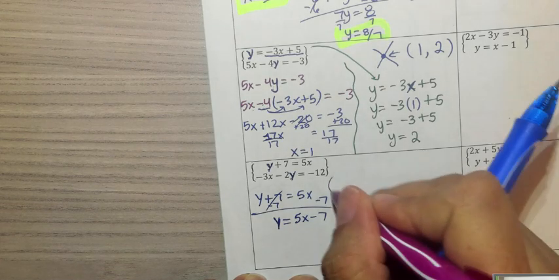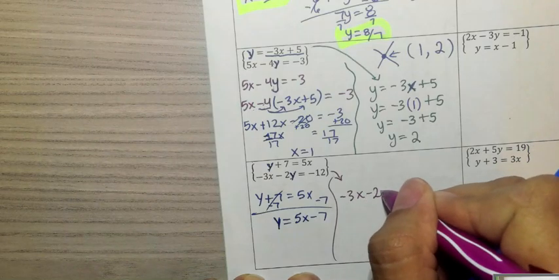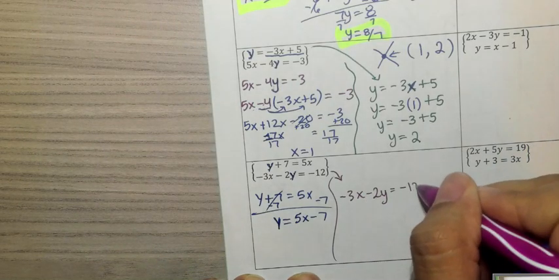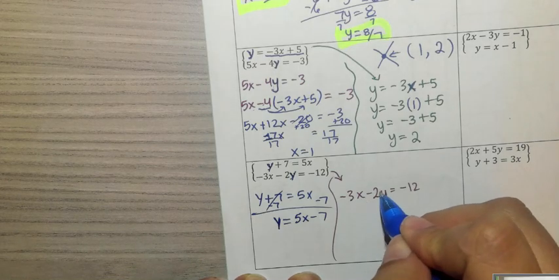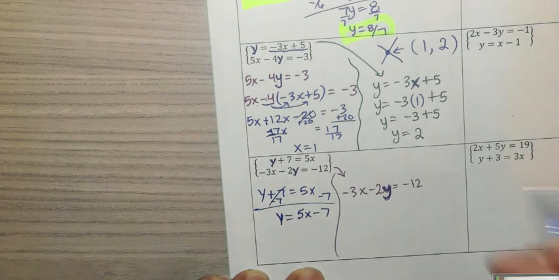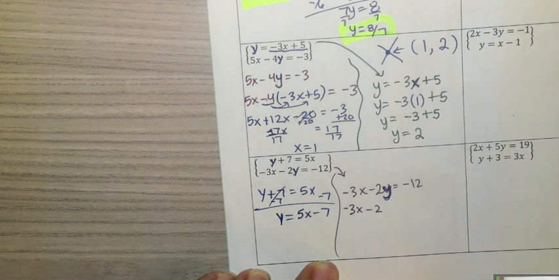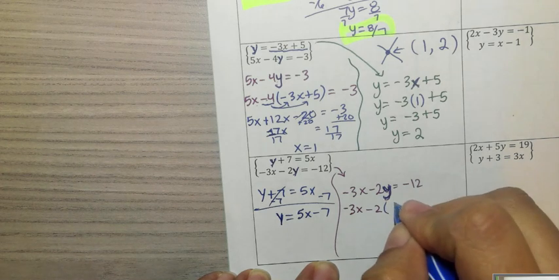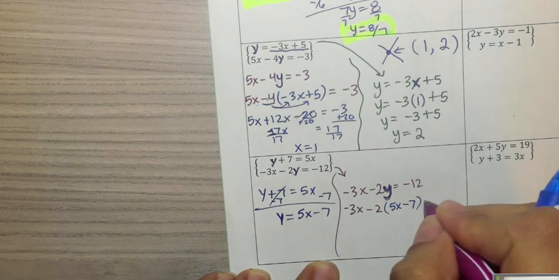So we're going to now go ahead and write this other equation. -3x minus 2y equals -12. And then we're going to substitute into the y this whole expression of 5x minus 7. So -3x minus 2 times (5x minus 7) equals -12.